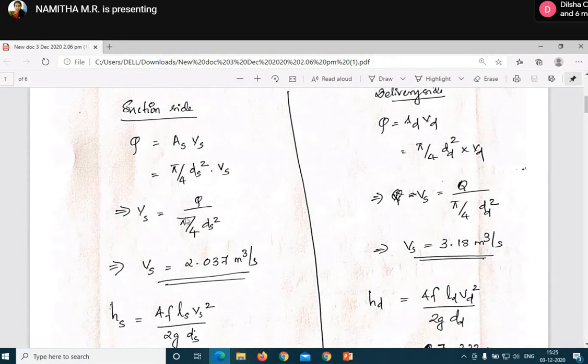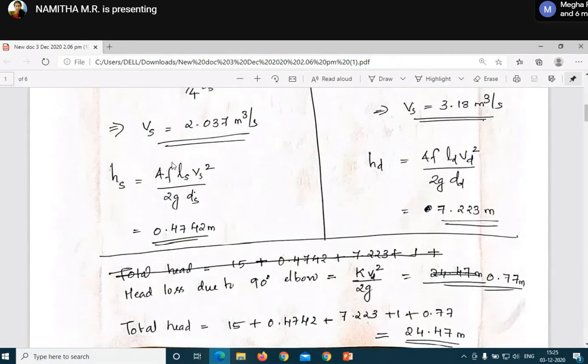Vs is equal to Q divided by pi by 4 ds square. ds is also given in your question, and Q is also given in your question. So you can easily calculate Vs. Similarly, you can calculate, it is not Vs, it is Vd. Vd you can calculate, 3.18 meter per second. So from Vs and Vd, we can calculate Hs as well as Hd. Is this clear?